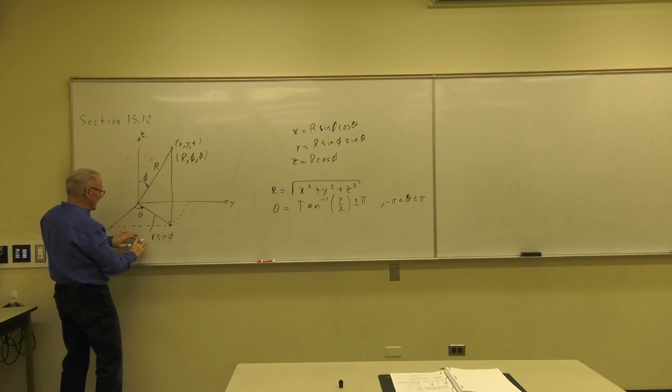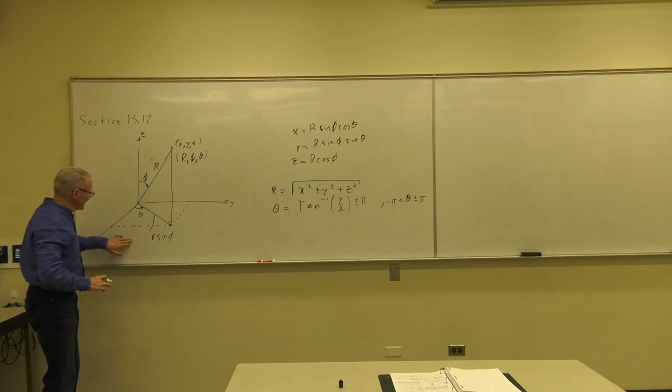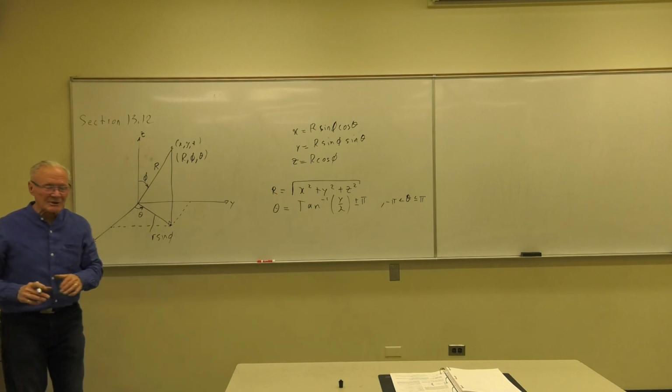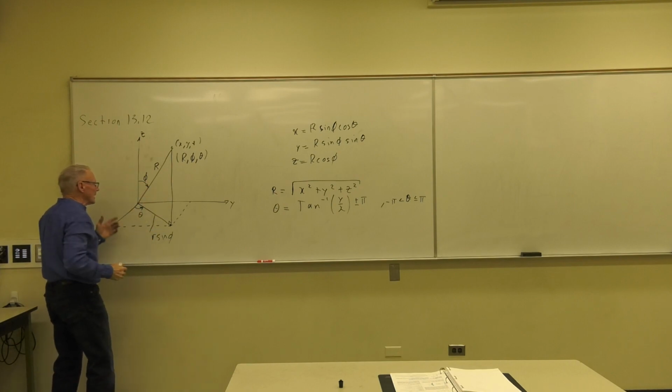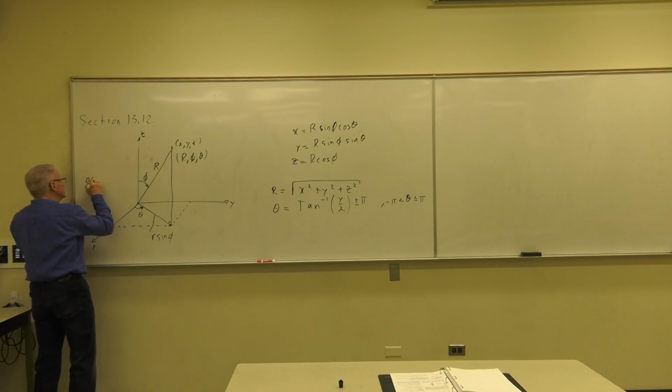If you hit the negative z-axis, then phi would be pi. Would you have to go past? And the answer is no. Since theta wraps all the way around, phi does not have to wrap all the way around. It only has to go from 0 to pi.